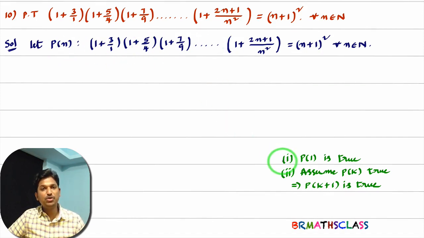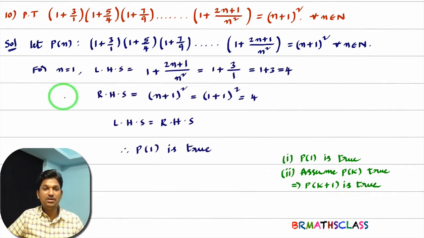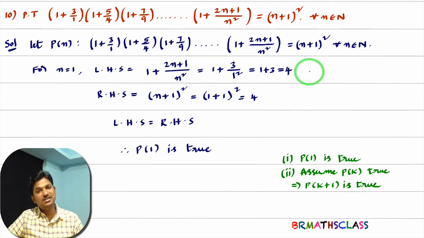After considering the given statement as P of n, we need to prove 2 things. First one, we will prove that P of 1 is true. How to prove P of 1 is true? First, I consider n equal to 1. You take LHS, the nth term of the left hand side part. In this, wherever n is there you put 1. Then what you will get? 1 plus 2 into 1, that is 2, 2 plus 1, 3, divided by 1 square. 1 square is 1 only. That equals 1 plus 3 by 1 is 3, that equals 4. So LHS is 4.